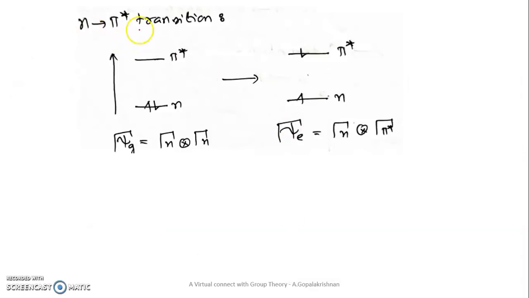Next, the n to pi star transition. For the n to pi star transition, in the ground state, the non-bonding orbital has 2 electrons, pi star has no electron, it is empty. When excitation occurs, you will get 1 electron here and 1 electron here. This is paired spin. This also has paired spin. So both are singlet. Singlet to singlet is allowed. Now for the ground state representation, since there are 2 electrons in the non-bonding level, you have to multiply the representation for non-bonding, n into n. For the excited state, 1 electron is present in non-bonding, the other electron is present in pi star, so you have to multiply these two.